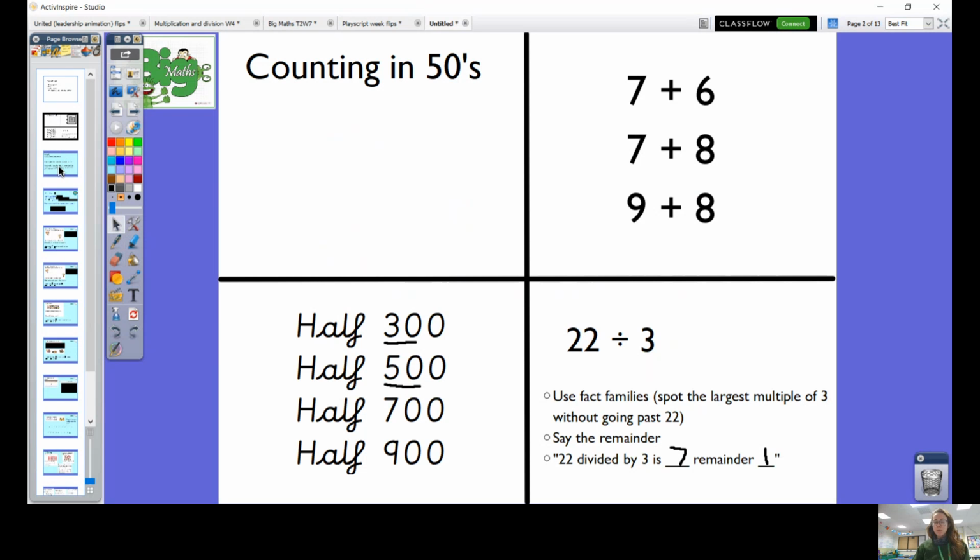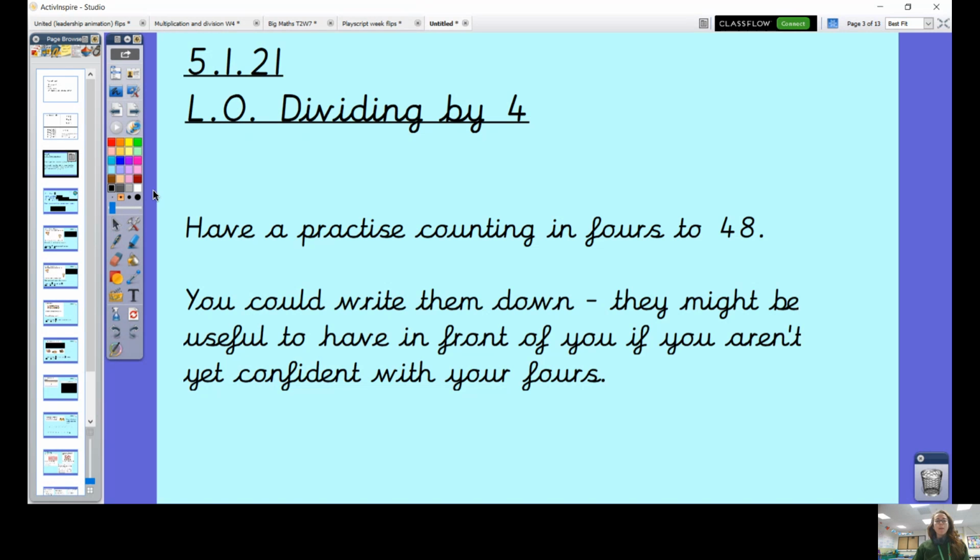Okay, so let's move on to our normal maths lesson now. Can you write down the date and a learning objective in your maths book and underline it with a ruler? Pause the video to do that now.